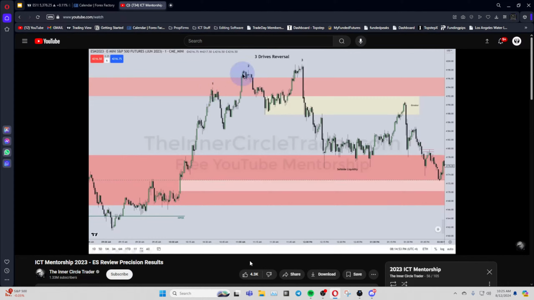You watch me do an execution on partials here. I took a long on a fair value gap, took partials here, rolled the stop to better than break even, came back, hit my stop, and then once more I went back in and went long once more above the highs. I took partials, rolled my stop to better than break even, and it came down and stopped me one more time.